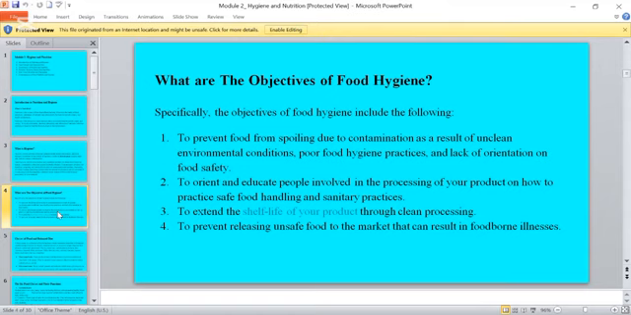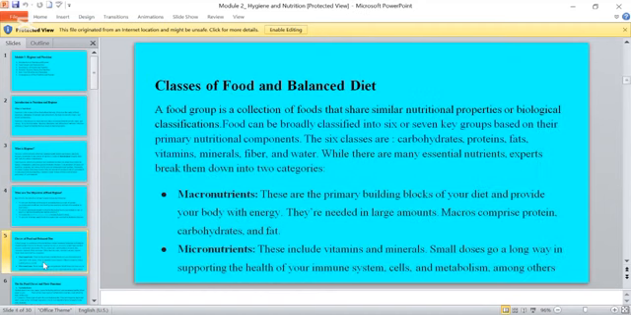They are to prevent food from spoiling due to contamination as a result of unclean environmental conditions, to orient and educate people involved in the processing of a product on how to practice safe food handling and sanitary practices, to extend the shelf life of products through clean processing, and to prevent releasing unsafe food into the market that can result in foodborne diseases.